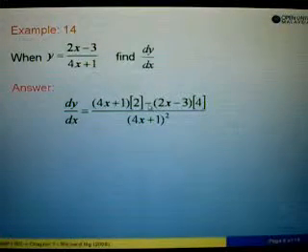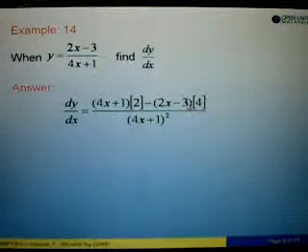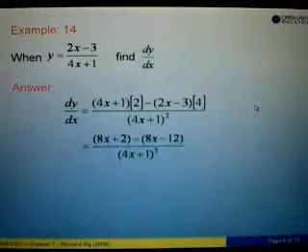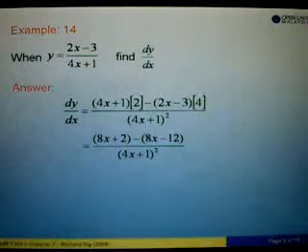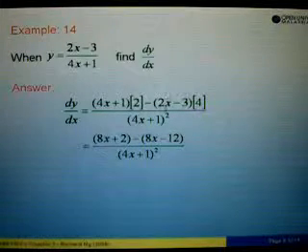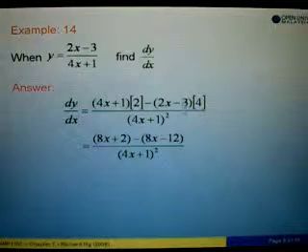Okay, then minus, copy the numerator, which is 2x minus 3, then bracket, differentiate the denominator. So when we differentiate 4x, the answer is 4. So from here we simplify. 2 times 4x will give us 8x, 2 times 1 equals 2, minus, here we have 4 times 2x equals 8x, 4 times 3 equals negative 12.